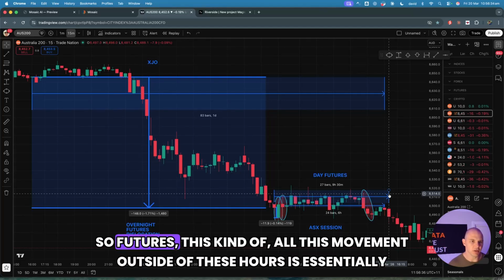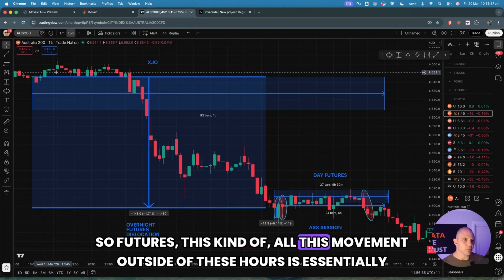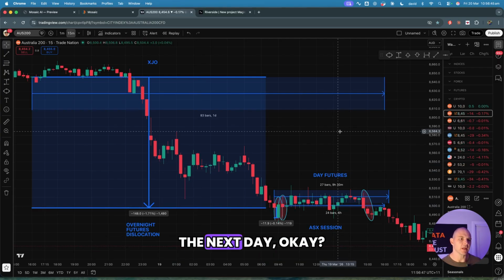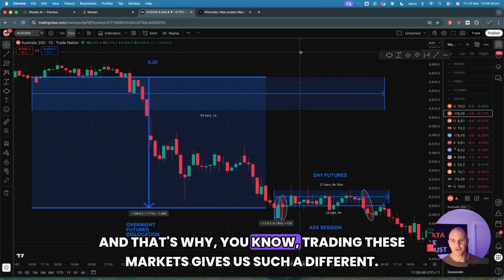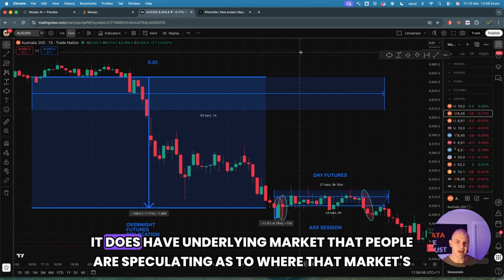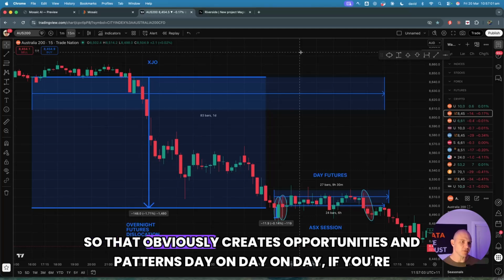Okay, so futures, all this movement outside of these hours is essentially speculation as to where that XJO is going to close at 4 p.m. the next day. And that's why trading these markets gives us such an edge, in my opinion, because it does have an anchor. It does have an underlying market that people are speculating as to where that market's going to finish. So that obviously creates opportunities and patterns day on day on day if you're looking at the data.